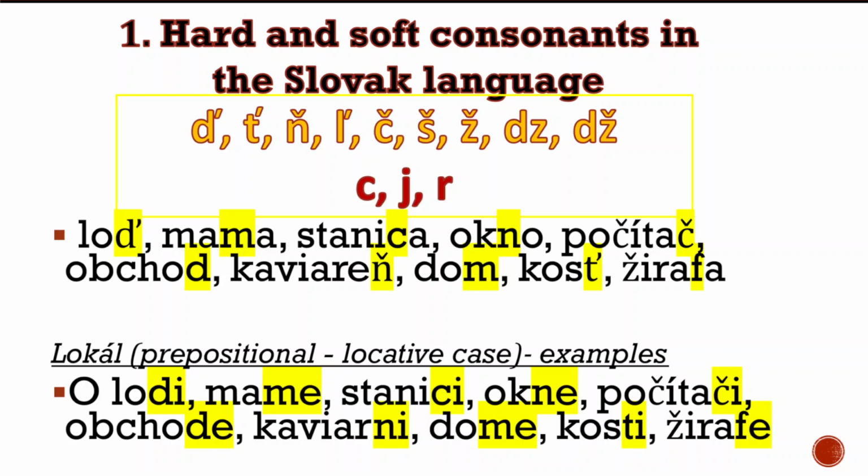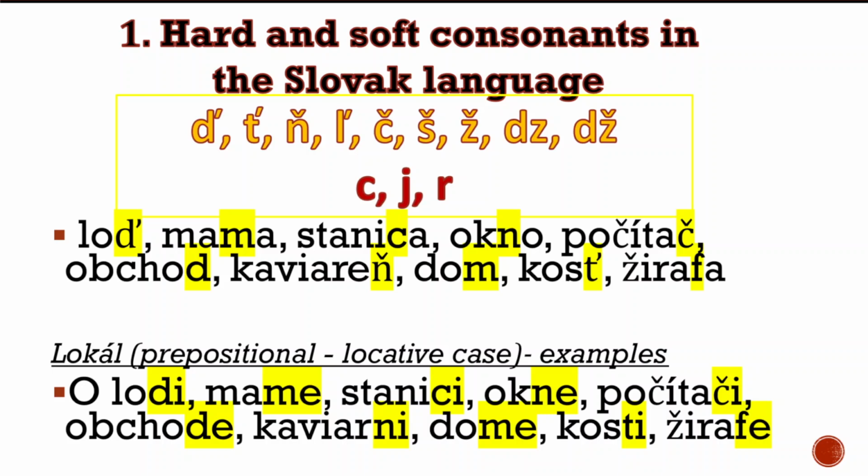And let's look at other words. Počítač has ch at the end of the word, and ch is soft. Obchod: D is a hard consonant. All the other letters which are not in this chart are considered hard. Kaviareň: N is soft. Dom: M is hard. Kosť: T is soft, and žirafa: F is hard.